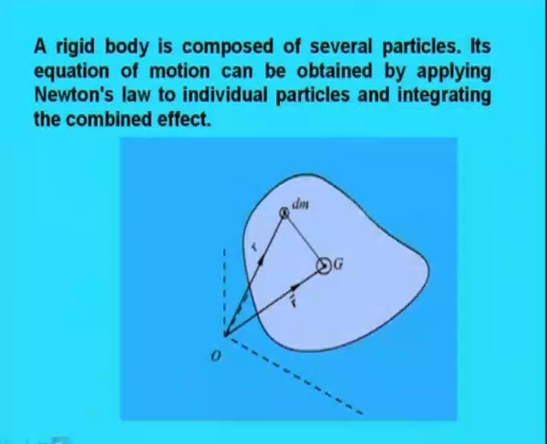Now a rigid body is composed of several particles. Its equation of motion can be obtained by applying Newton's law to individual particles and integrating the combined effect. We can take a small particle of size dm, where dm is tending to 0. That means the rigid body is composed of an infinite number of particles.